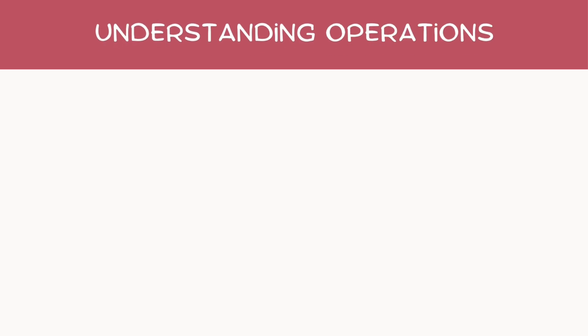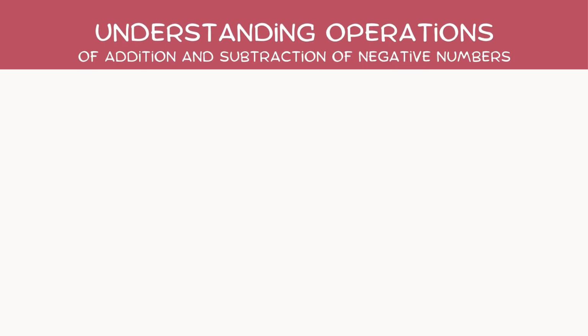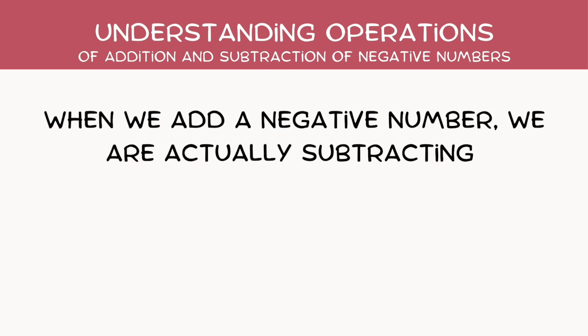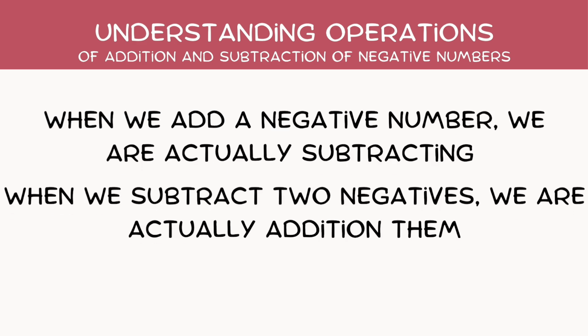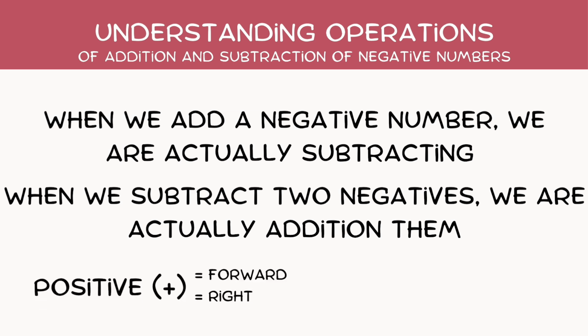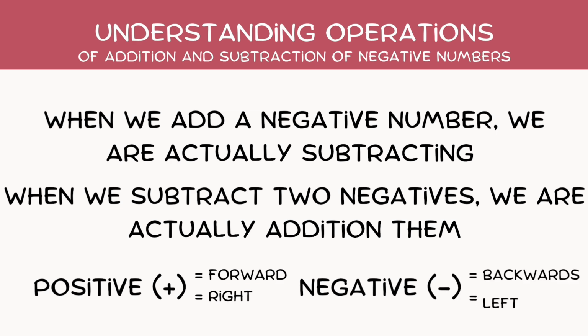The first idea we understand about addition and subtraction of negative and positive numbers is that when we add a negative, we are actually subtracting, and when we are subtracting that same negative, we are actually adding. In simpler terms, any positive number is like moving forward or right on the number line, while negative numbers are like moving backwards or left.